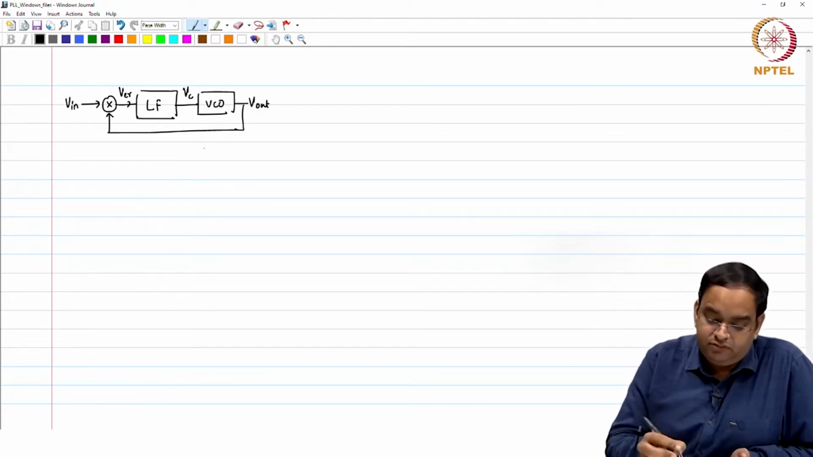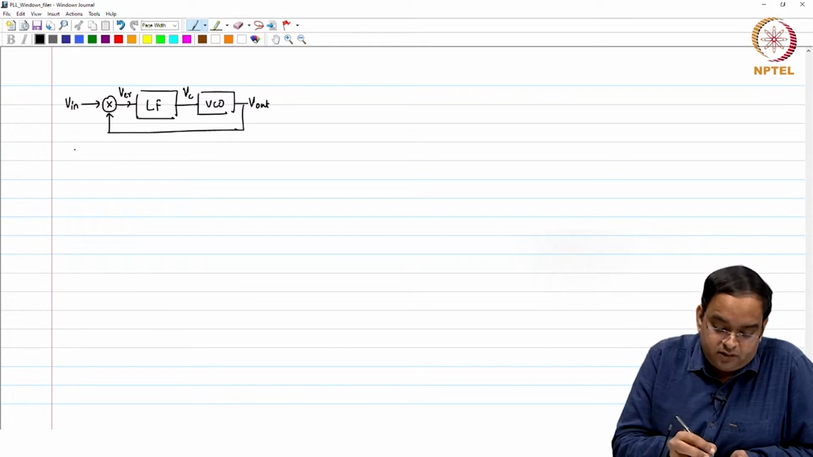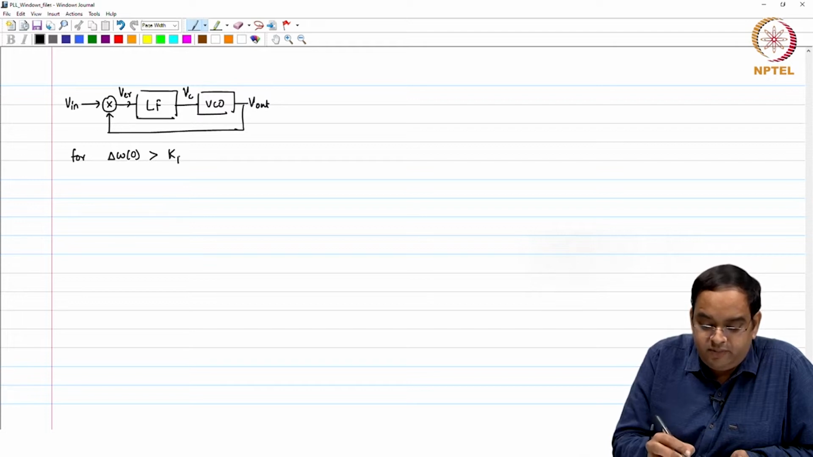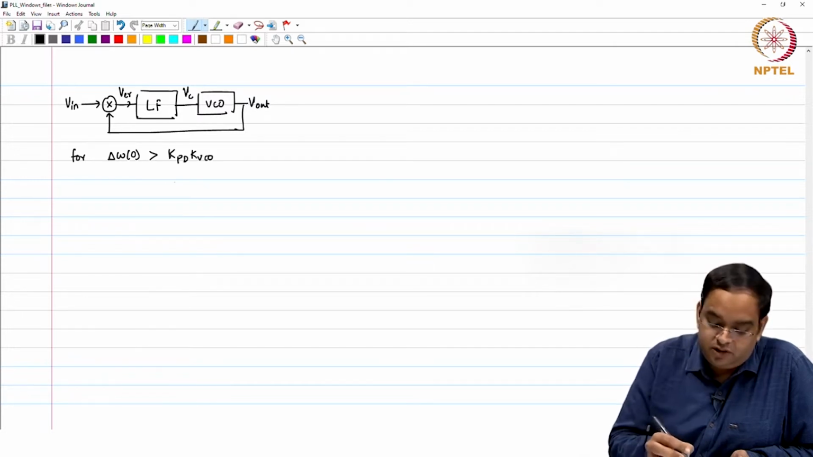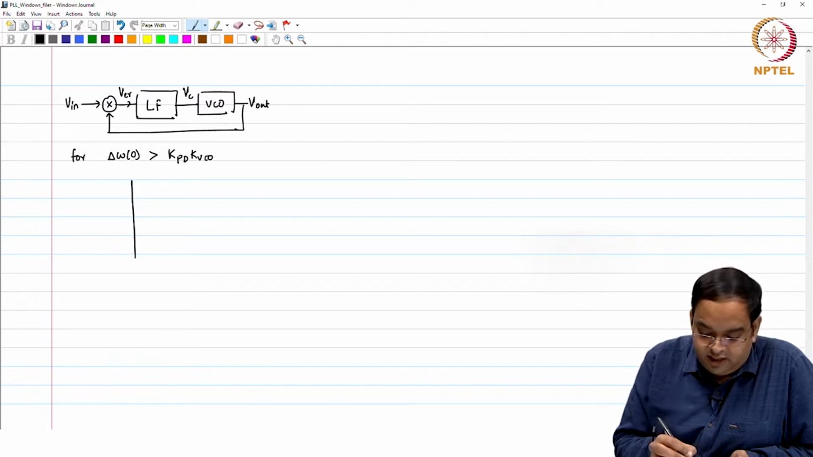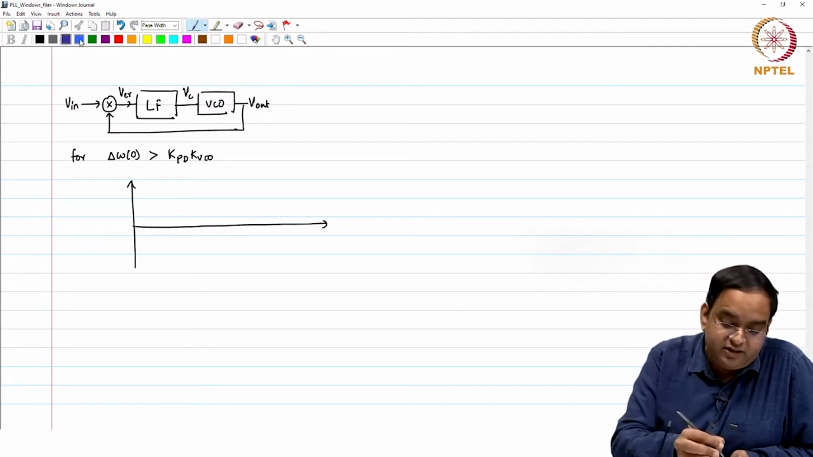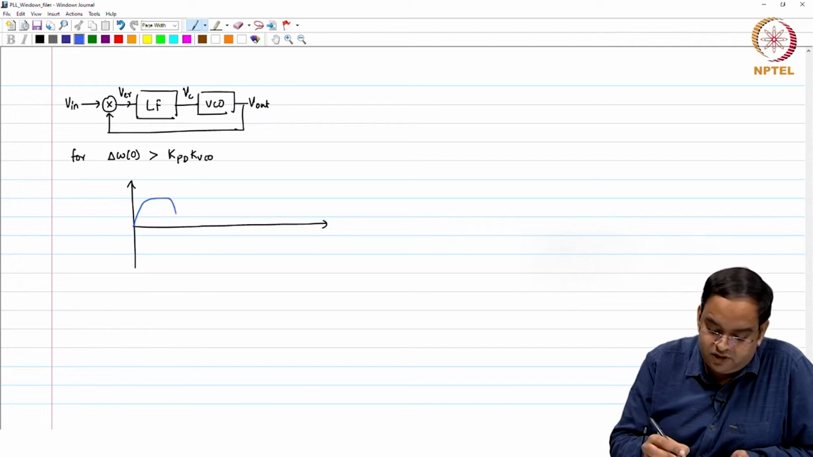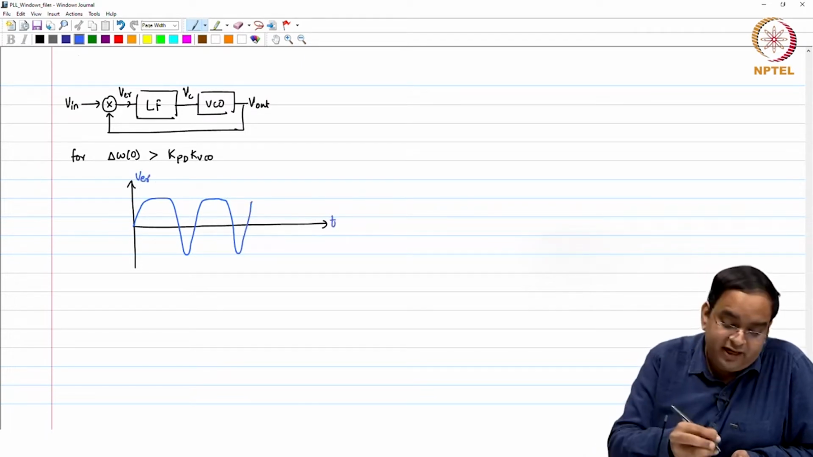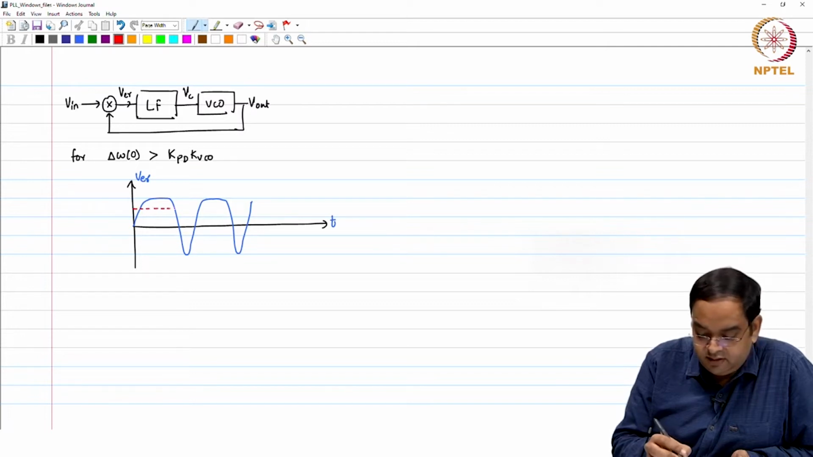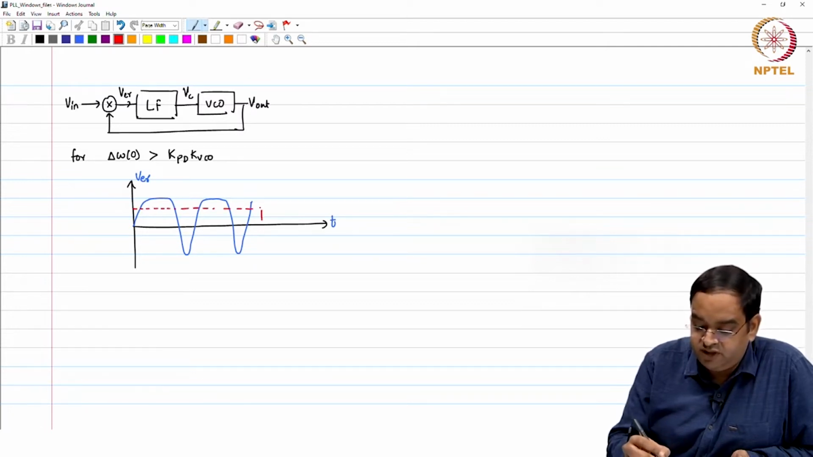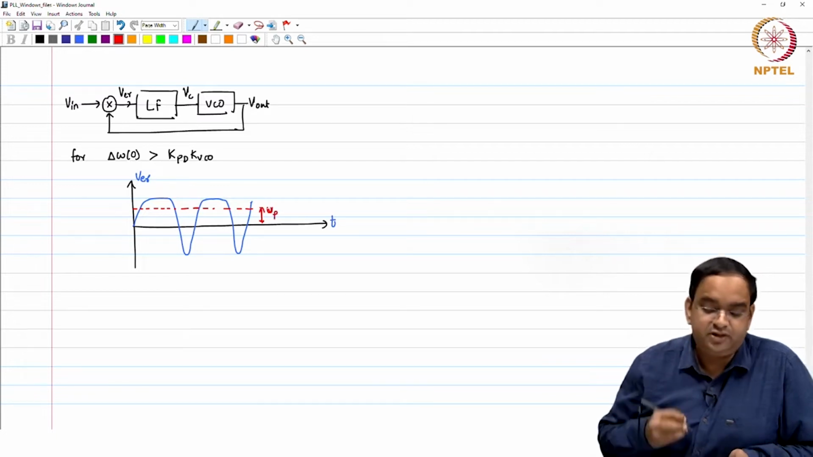Okay. Now, you think about it, for delta omega 0 greater than k PD times k VCO, the error voltage generated a waveform which looked like this. This is our error voltage with respect to time. It had some DC voltage which we call the pull in voltage.